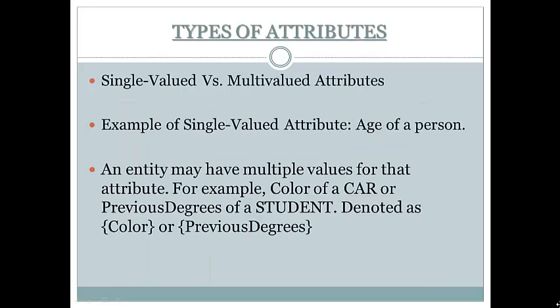The next classification is single valued versus multi-valued attributes. An example of a single valued attribute is age of a person. Most attributes have a single value for a particular entity. In some cases, an attribute can have a set of values for the same entity. For example, colors of a car.